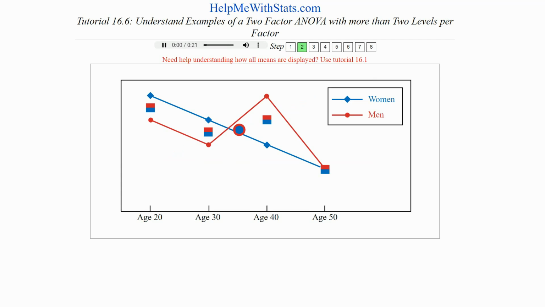This 2x4 ANOVA shows no main effect of gender because the mean of women, large blue circle, is equal to the mean of men, large red circle. There is a main effect of age because the means of the different ages, red/blue squares, are not all the same. There is an interaction because the lines are not parallel.